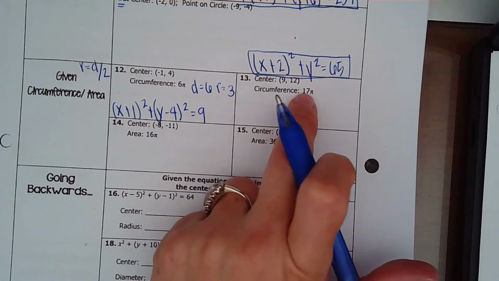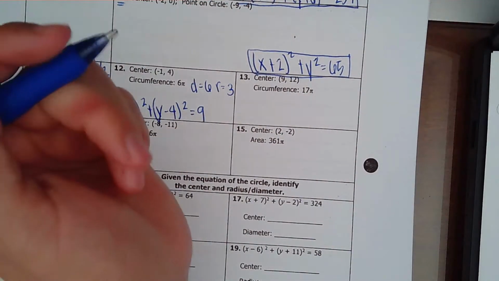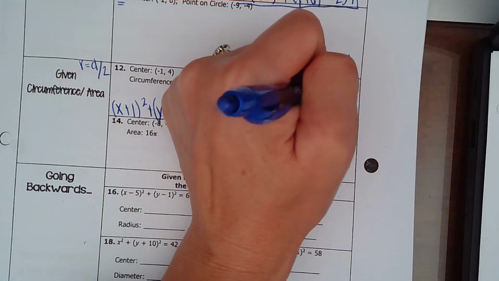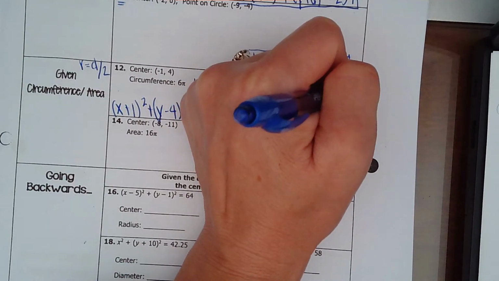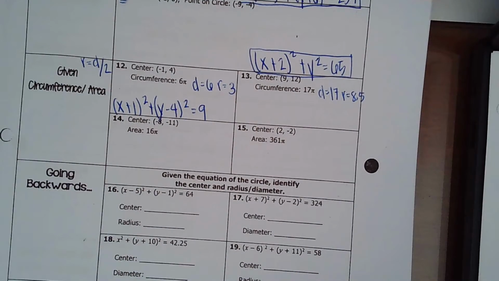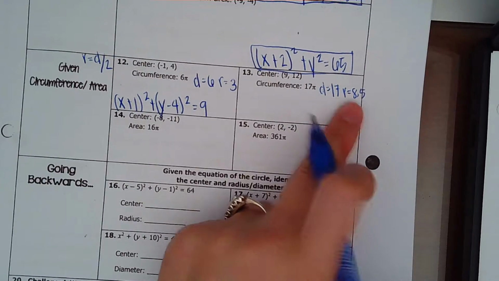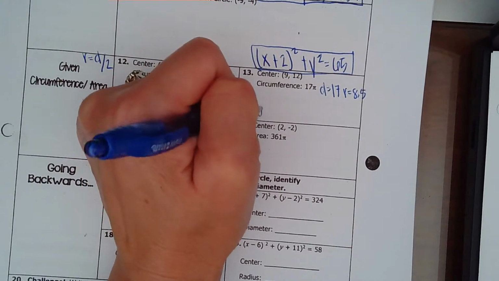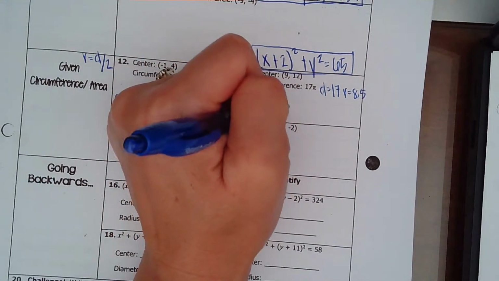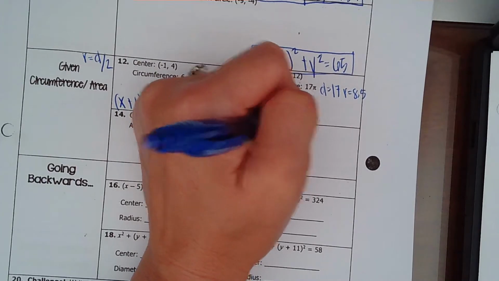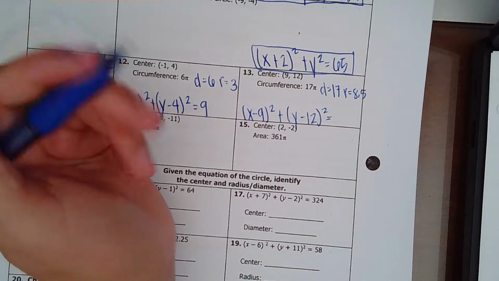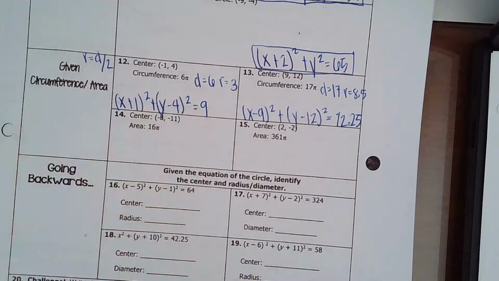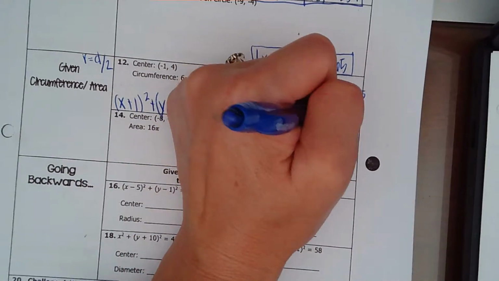Okay, so if my circumference here is 17 pi, I know that my diameter is equal to 17 and my radius would be equal to 8.5. So I'll just go ahead and plug that into my equation of a circle. X minus 9 squared plus y minus 12 squared equals 8.5 squared, which is 72.25. And that's my equation of a circle.